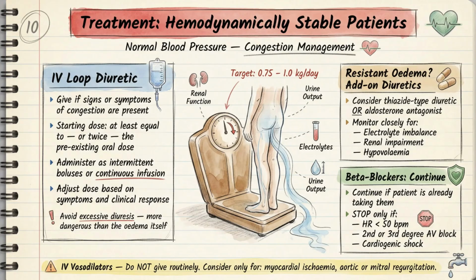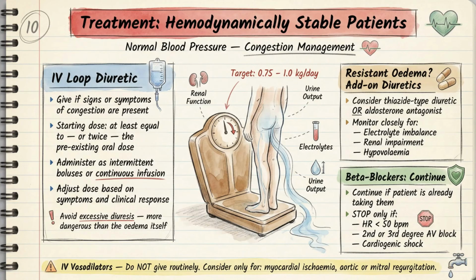management. The cornerstone drug, IV loop diuretics. Give if signs or symptoms of congestion are present. Starting dose should be at least equal to or twice the patient's pre-existing oral dose. Administer as intermittent boluses or a continuous infusion. Adjust based on symptoms and clinical response. Target weight loss, 0.75 to 1 kilogram per day. Monitor renal function, electrolytes, and urine output carefully.